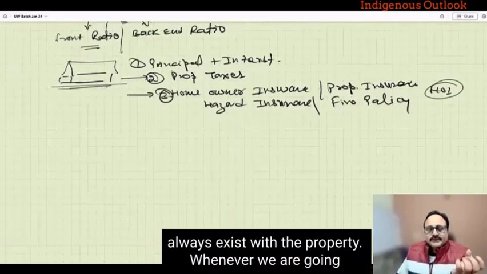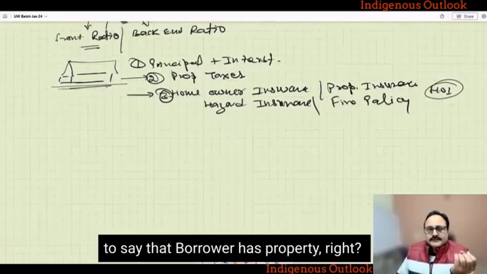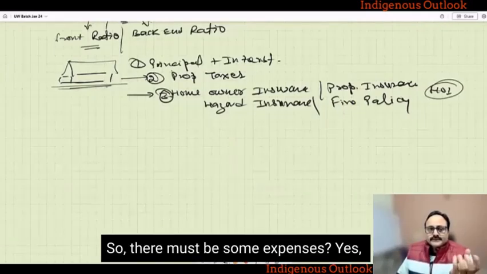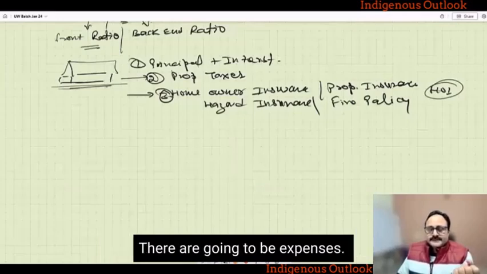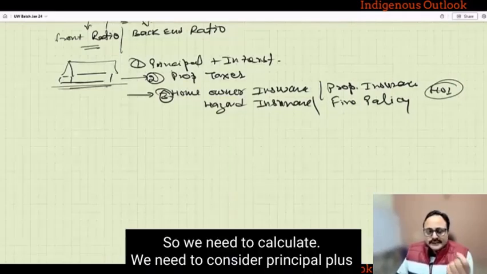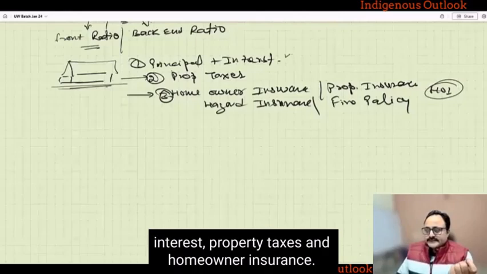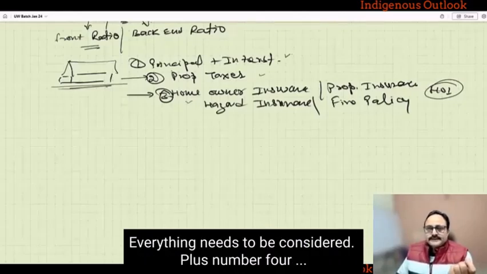Whenever we say that the borrower has a property, there must be some expenses. Yes, there are going to be expenses. So we need to consider principal plus interest, property taxes, and homeowner insurance. Everything needs to be considered.